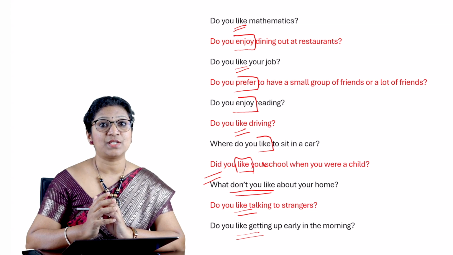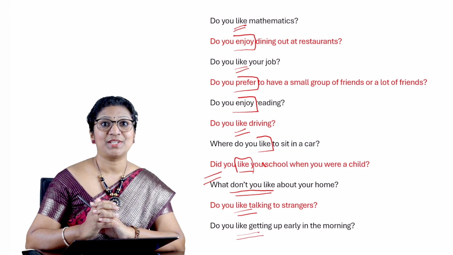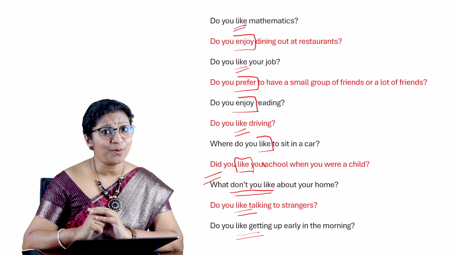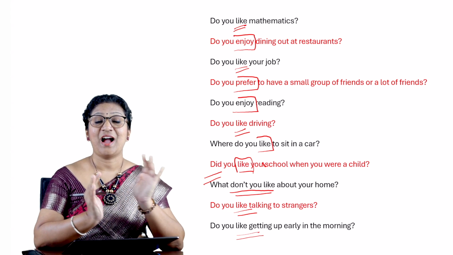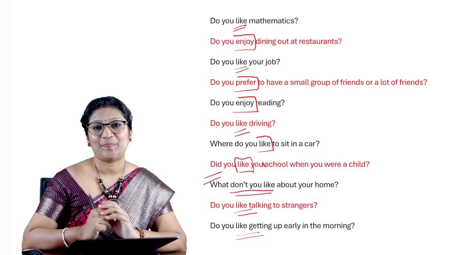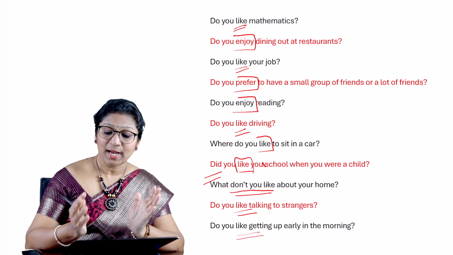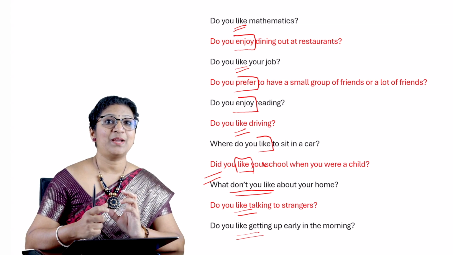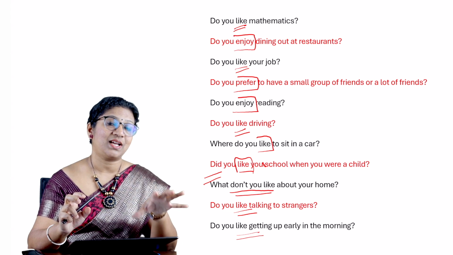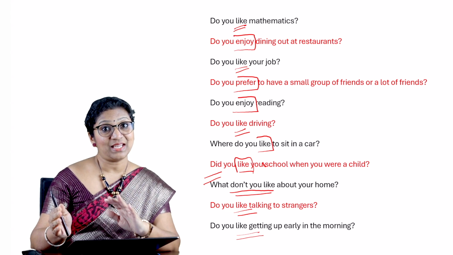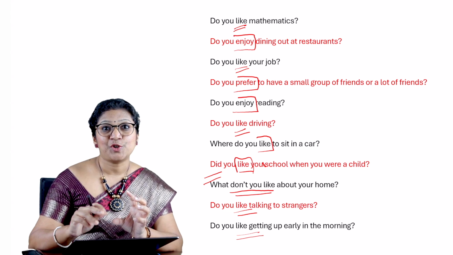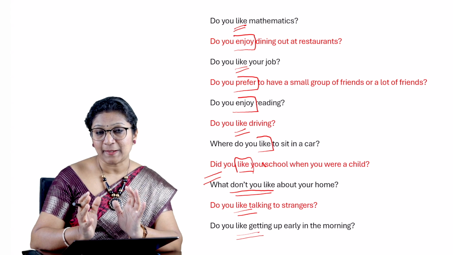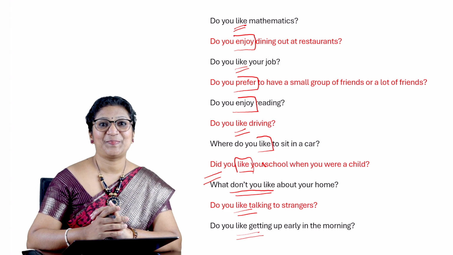Now, just because it says, do you enjoy reading, it is not mandatory that I have to say, yes, I enjoy reading. Instead, I can also say, no, I don't. So, how do you express your dislike? Similarly, where do you like to sit in a car? Maybe you don't have a fixed preference. Sometimes you like to sit in this particular seat, sometimes on the other side. So, if it varies, that is, you don't have a strong liking or a dislike towards anything, but you're somewhere in between, how do you express that?